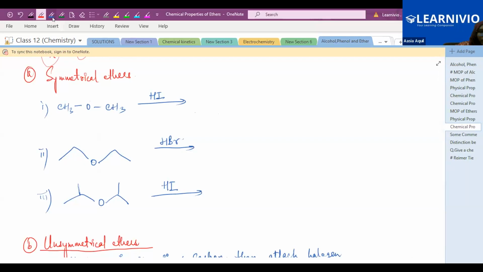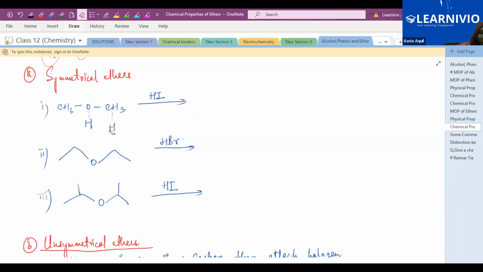So in the first question, say this. This is the hydrogen. I'm just using this oxygen and CH3. Both are the same. This is a symmetrical type, so you can cleave any bond. So just H plus and I minus. H will come and make a bond with this oxygen, and this iodine will come and make a bond with the CH3.